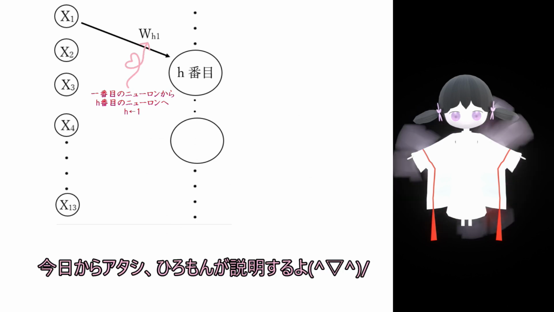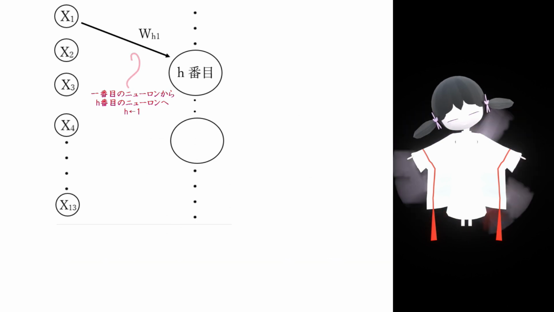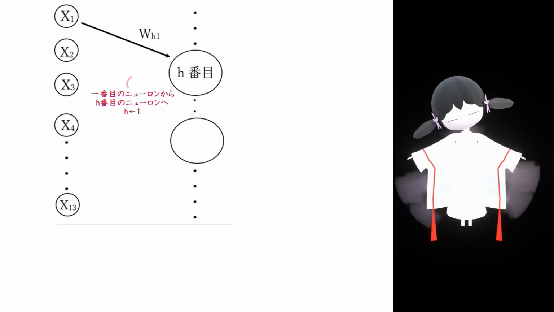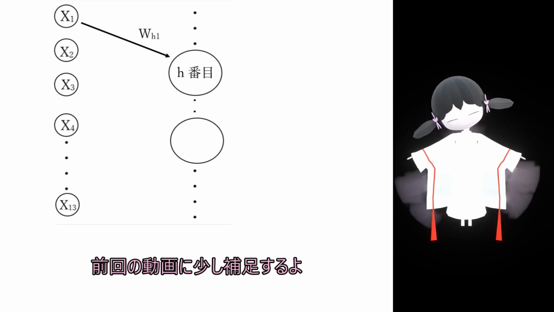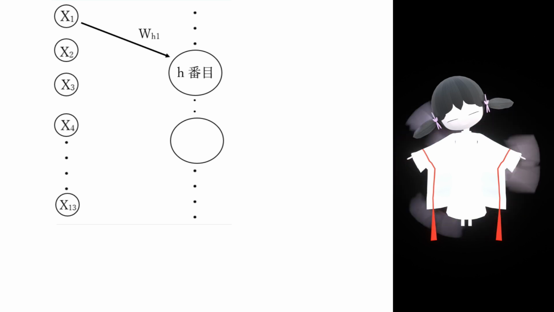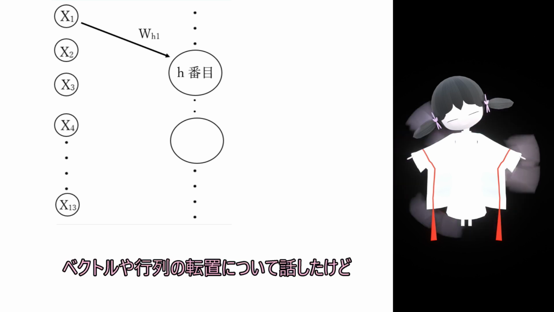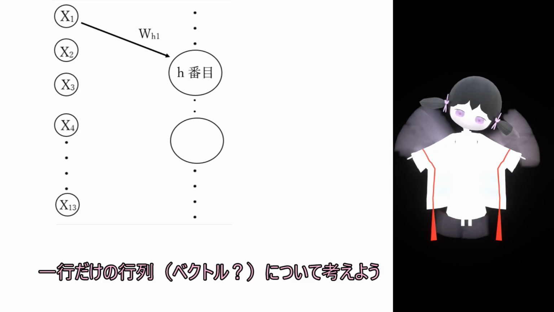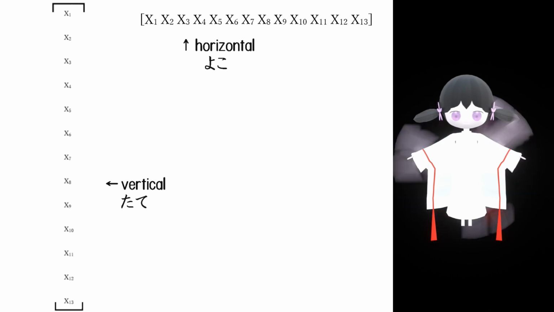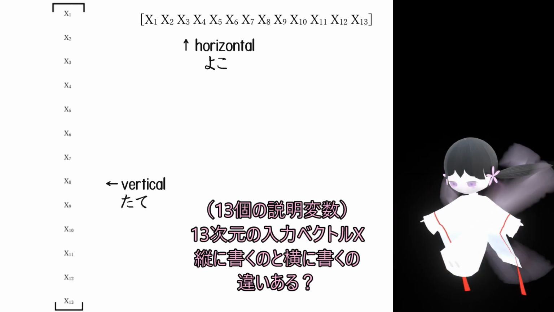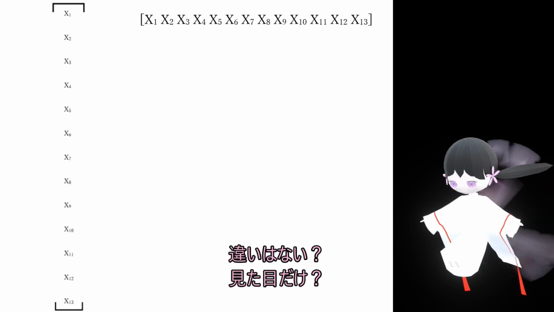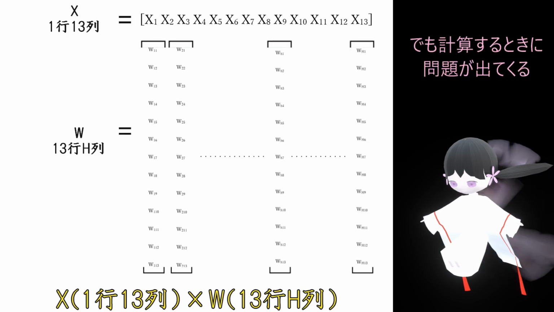From today I'll explain to you all. I don't know any difficult words, so it might be a little strange. I'll add a little explanation to the previous video. We talked about transposing matrices. Now let's think about a one-row matrix. What's the difference between putting it vertically and horizontally? Maybe it's the same. But there are problems when doing the calculations.